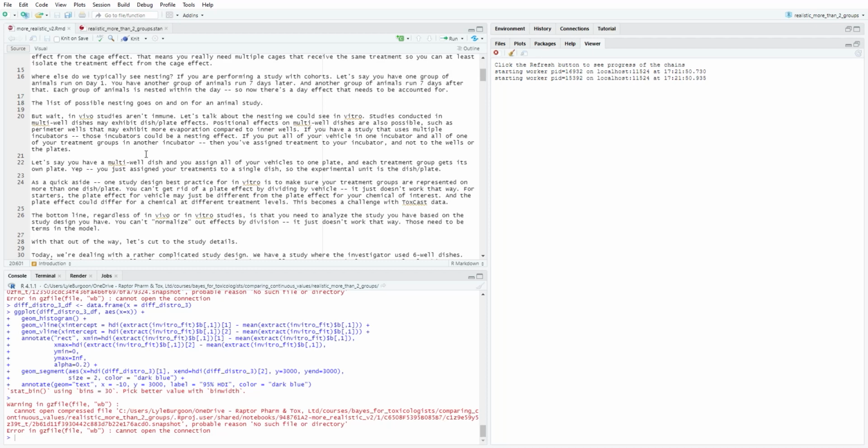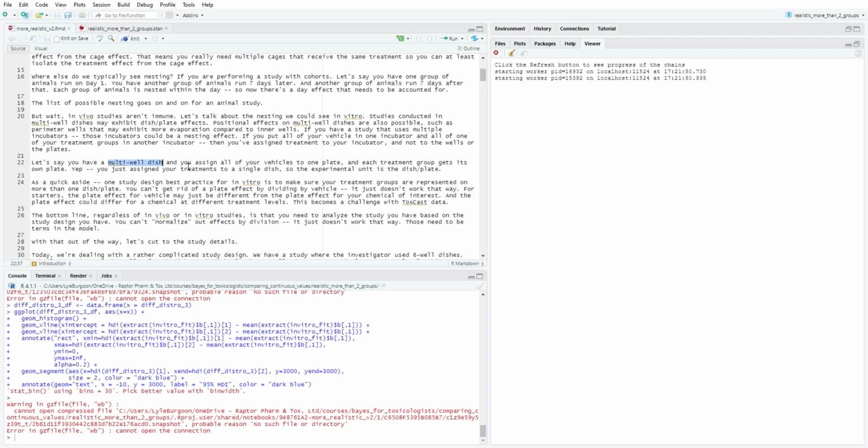So in this particular example, we are going to imagine we have a study. And this study is an in vitro study. And we're using multi-well dishes. And we're going to, in this example, assume that every plate will have vehicles on it. There we go. That's probably the easier way of saying it. All right, so every plate will have vehicles.